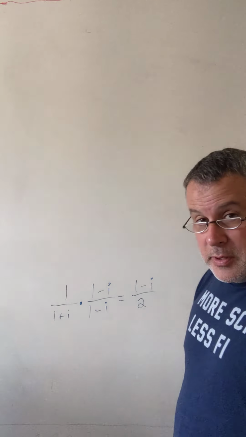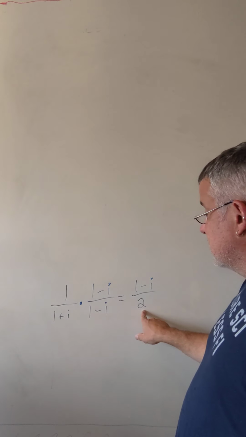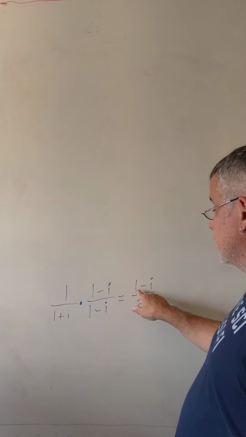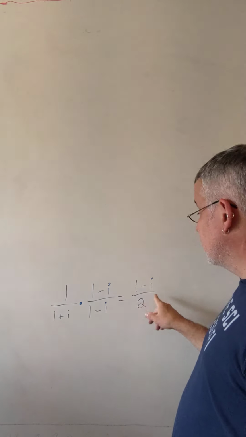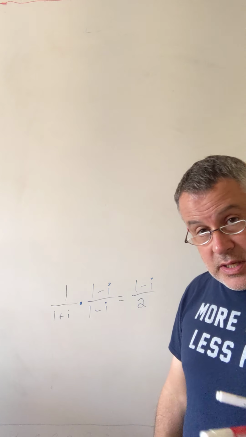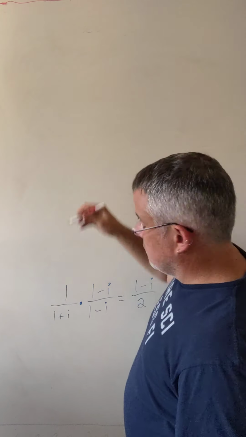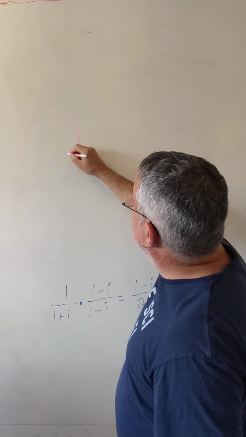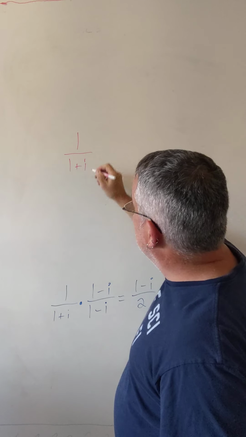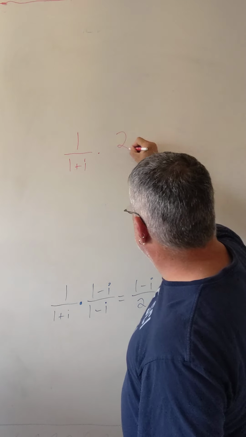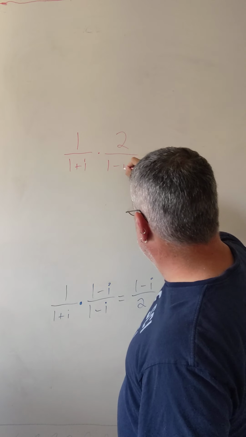And maybe that seems a little bit weird to you because it's got a 2, and there were only 1's and i's over here in the downstairs, but here it's got a 1 and a minus i. It's a little bit strange. Maybe we should do something to check that we got the right answer. Well, what could we do? We could instead multiply 1 over 1 plus i, which is the original thing, times the reciprocal of that, 2 over 1 minus i.